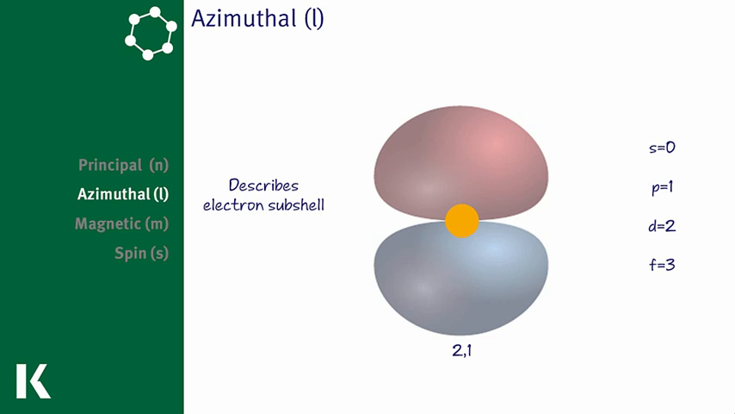S is 0, P is 1, D is 2, and F is 3. And even though l can be any number from 0 to n, these are the only four that you're likely to see on test day.